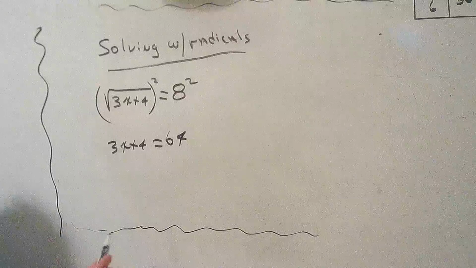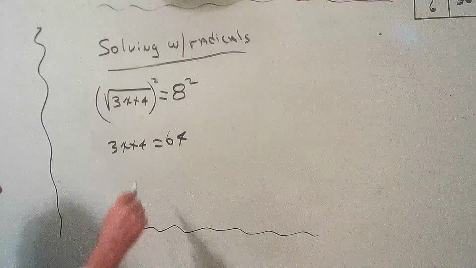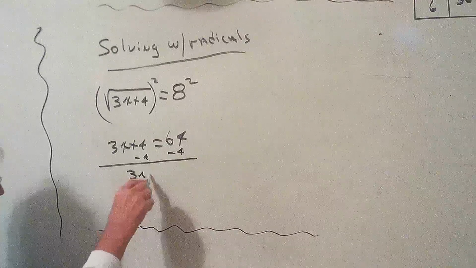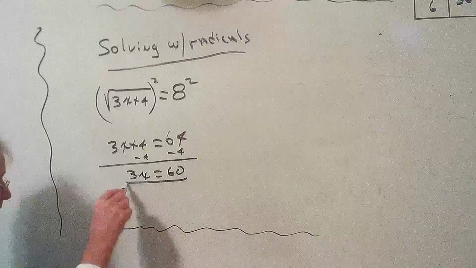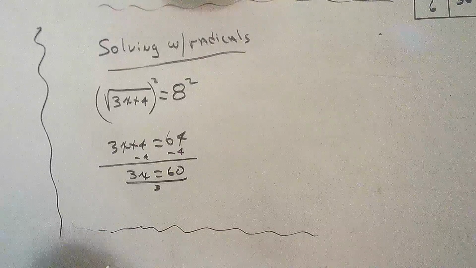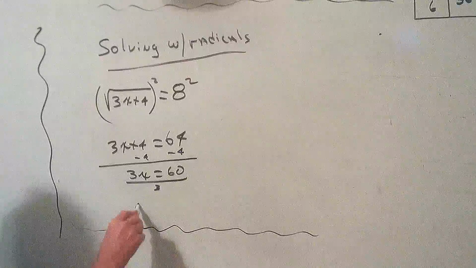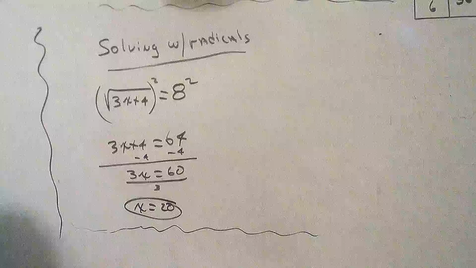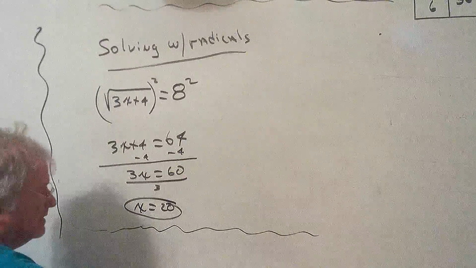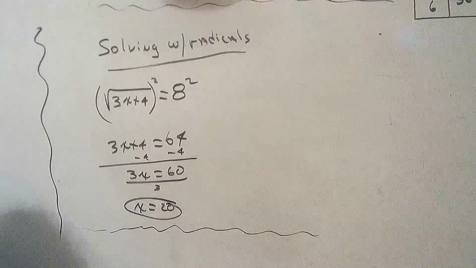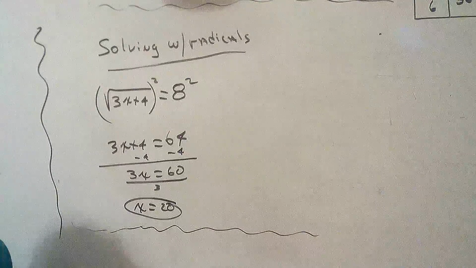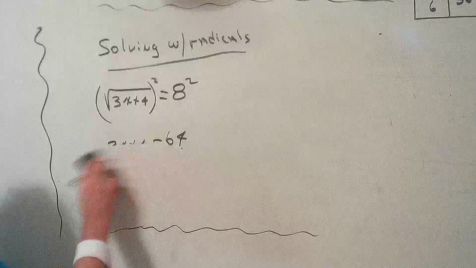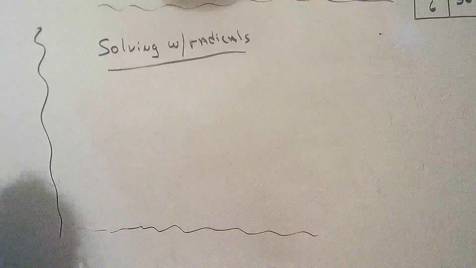8 squared is 64. Now we have a real simple algebra problem. We subtract 4 from each side, and we get 3x equals 60. Divide by 3. X equals 20. To check it, you plug it back in. Now we're going to plug some of those back in because some of the answers do not work. Those are called extraneous solutions, and we'll talk more about that here in a minute.